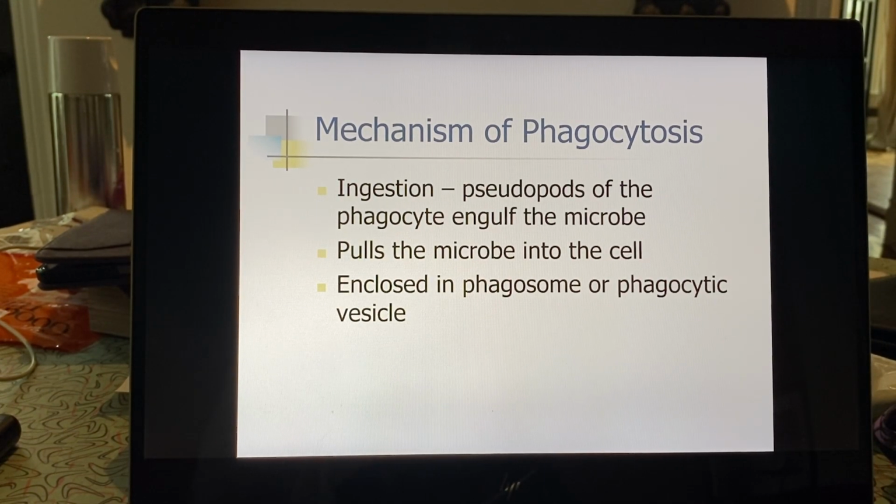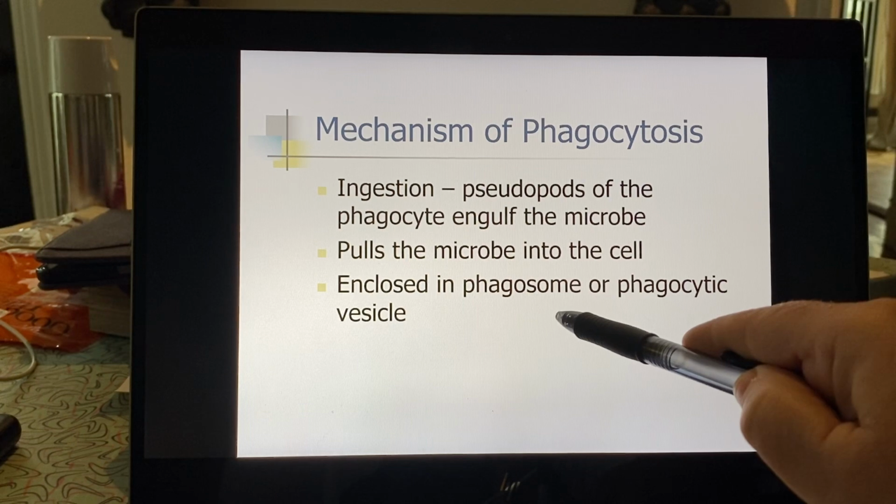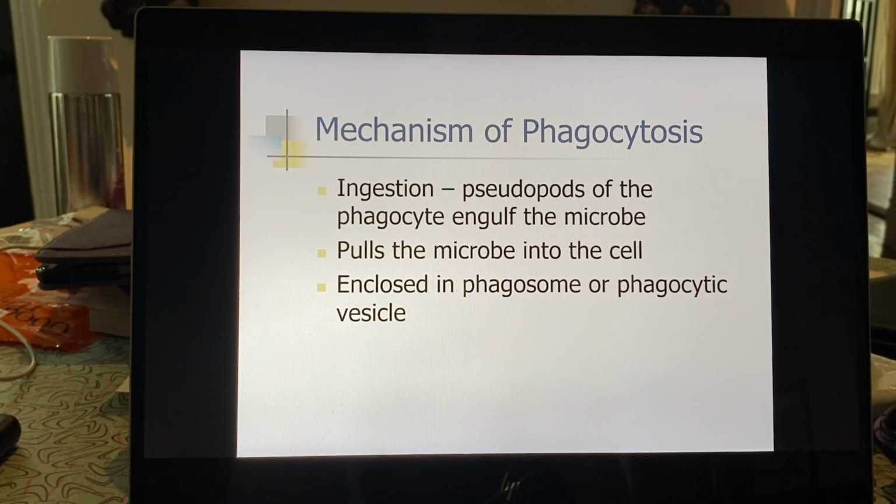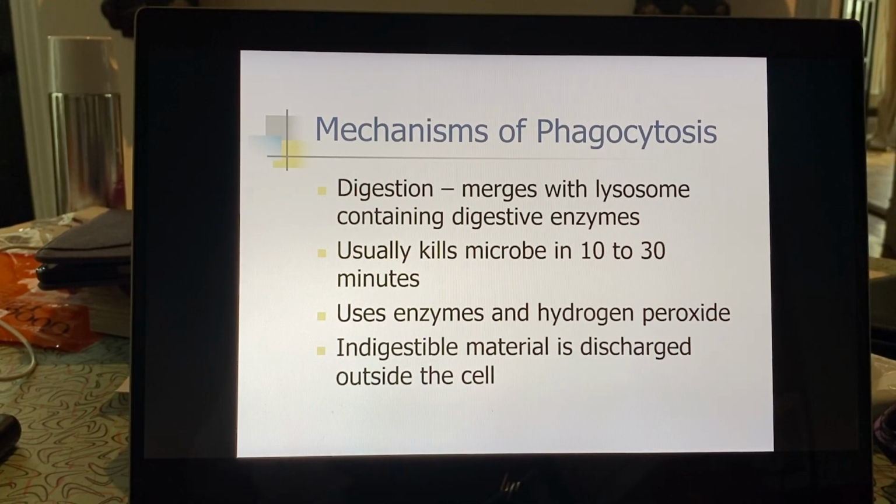Then what's going to happen is those little arms, or the pseudopods of the phagocyte, are going to pull the microbe inside, and they're going to enclose it in a vessel called a phagosome. So it's just kind of a little bubble inside the cell where the bacteria or the virus is enclosed, and then it's going to fuse with an organelle called a lysosome. Okay, and the lysosome you can think of as basically being kind of a cellular stomach. It's just a little compartment in the cell that is full of digestive enzymes and maybe hydrogen peroxide.